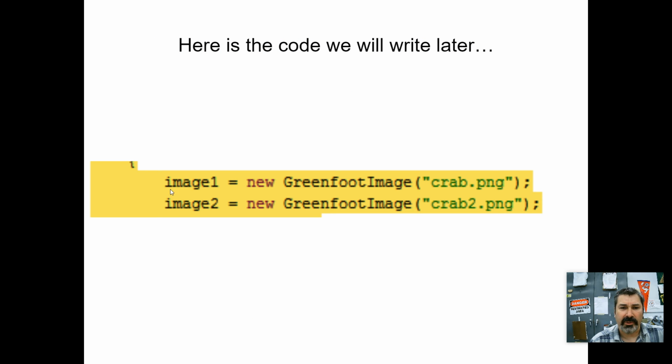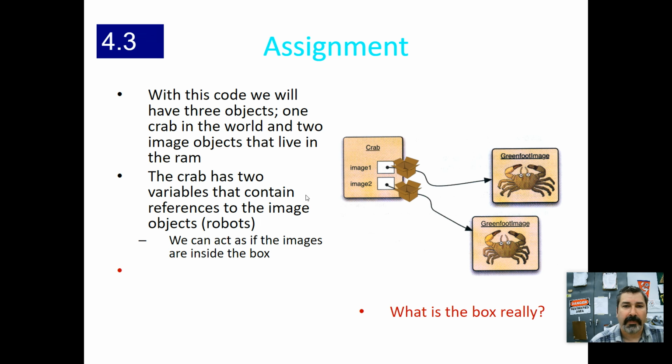Okay, so here's the code we're going to use. Image1 equals new Greenfoot image, holding the crab picture. Image2 equals new Greenfoot image, holding the second crab image, okay?